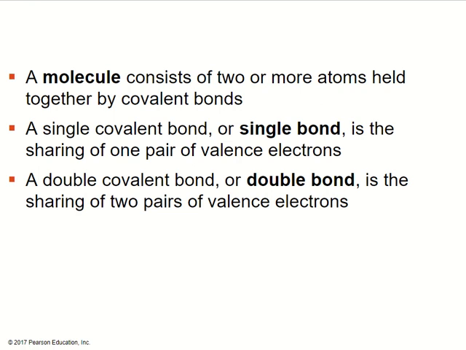A molecule consists of 2 or more atoms held together by covalent bonds. Molecules are made through covalent bonds specifically. A single covalent bond is called a single bond, and it's a sharing of 1 pair of valence electrons. A double covalent bond is shortened to a double bond, and it's formed through the sharing of 2 pairs of valence electrons. Each bond needs 2 electrons to form.